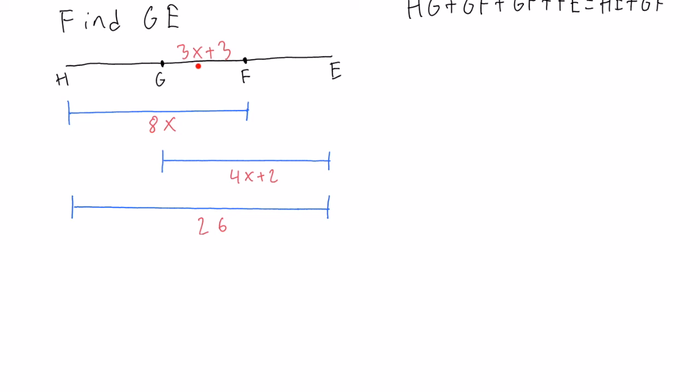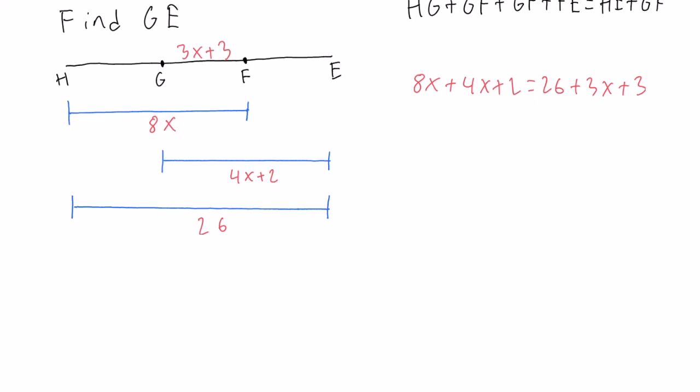So let's do that. So we're going to have 8x plus 4x plus 2 equals 26, but then plus 3x plus 3. And then we're going to have to solve for x.